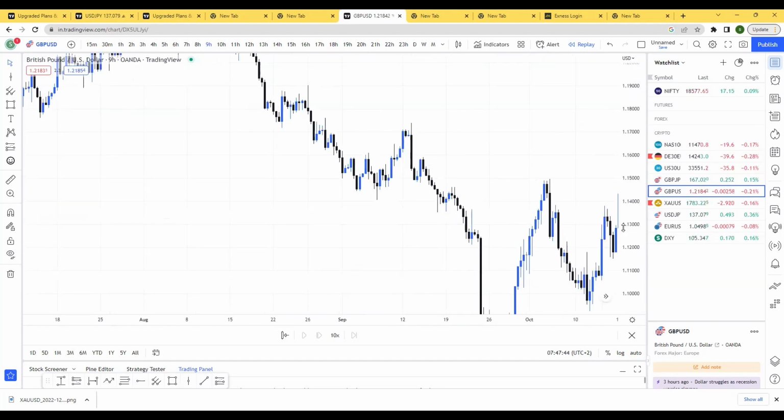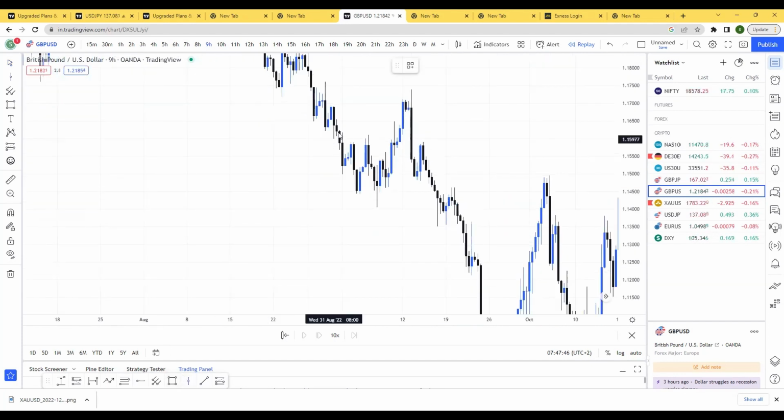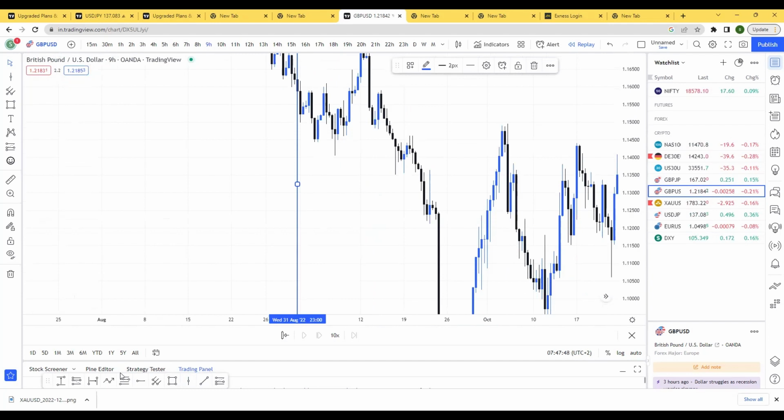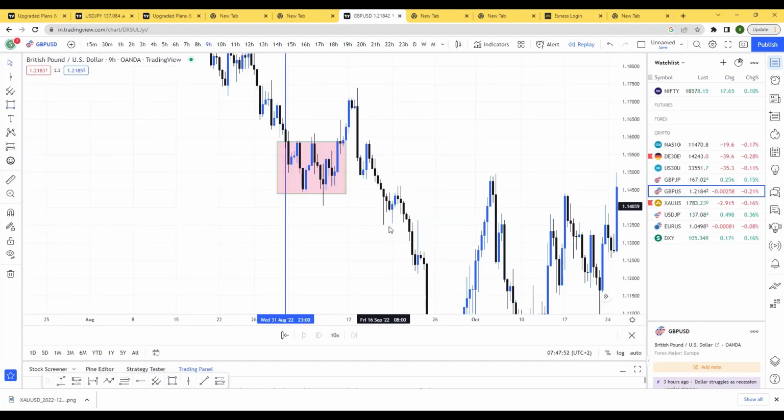Let's just look for a range. Look at this range. Look at this one. Range. So it works everywhere. Range goes upwards, collect the liquidity.